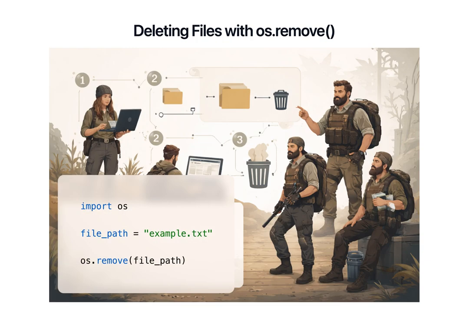The os.remove function is used to delete a single file by specifying its path. It permanently removes the file from the file system, so ensure the correct file path is provided.